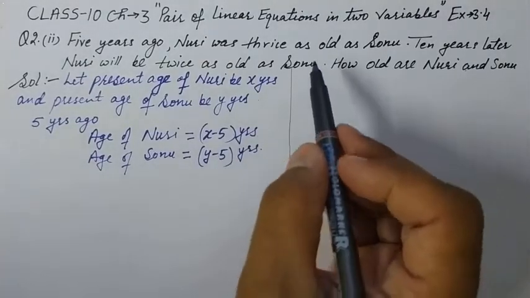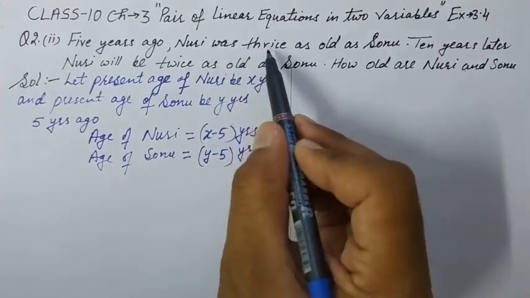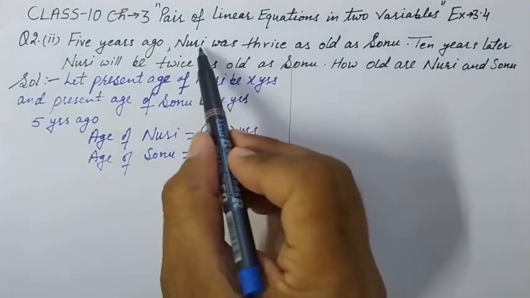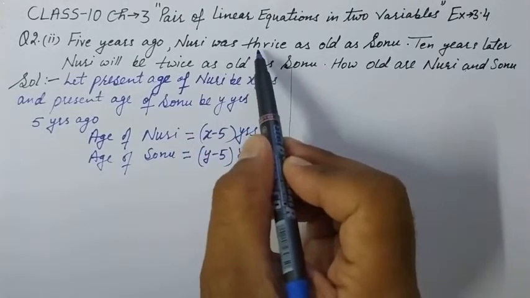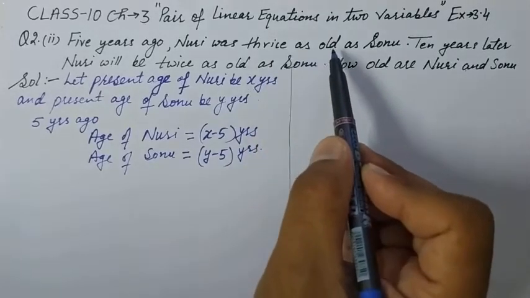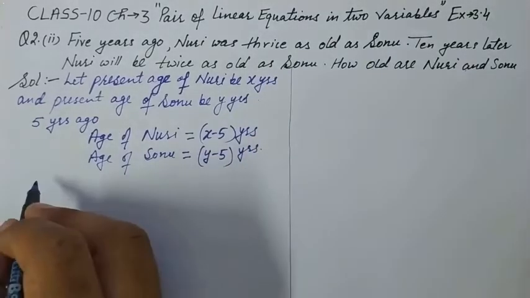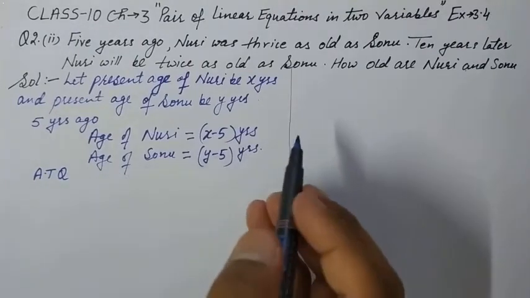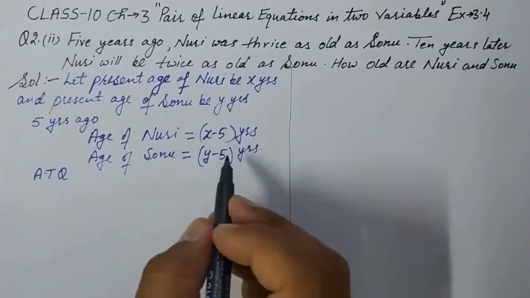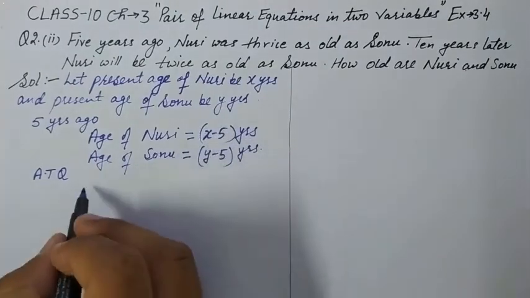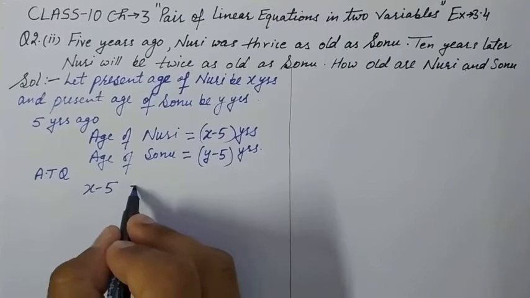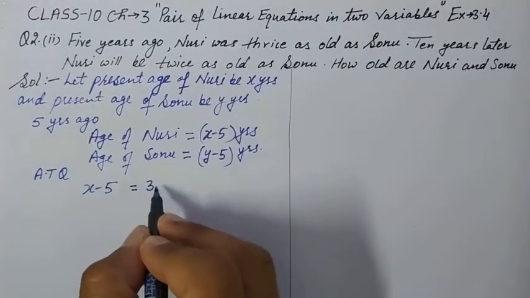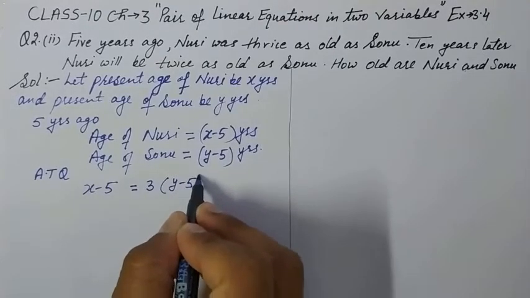Now the condition is Noori was thrice as old as Sonu. So 5 years ago what happened? Noori's age was 3 times, thrice means 3 times, the Sonu's age. So we'll write according to the question, Noori's age, so the age of Noori is this x minus 5, was means equal to, thrice as old as Sonu. Thrice means 3 times the age of Sonu. This is our first equation.